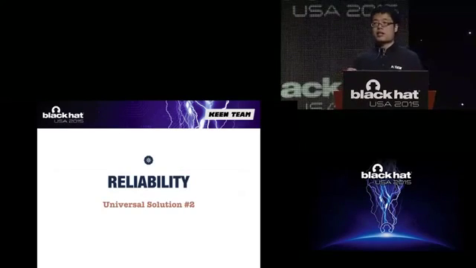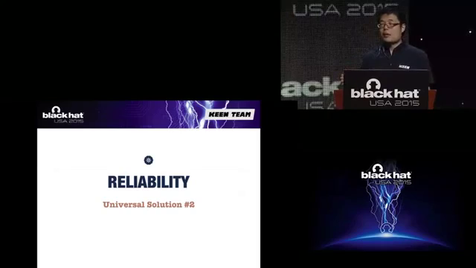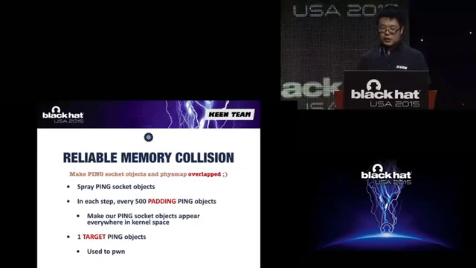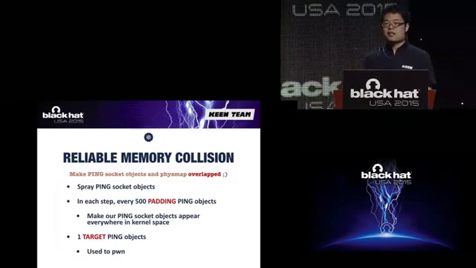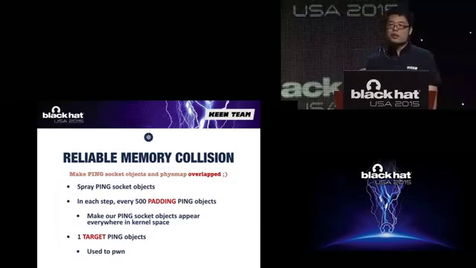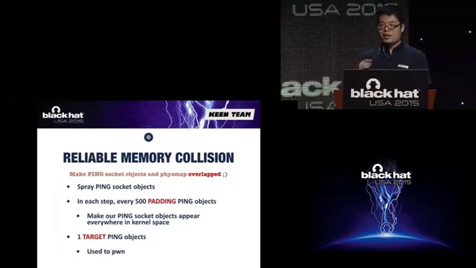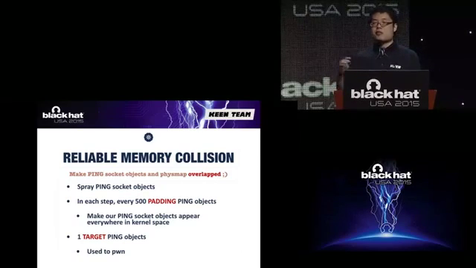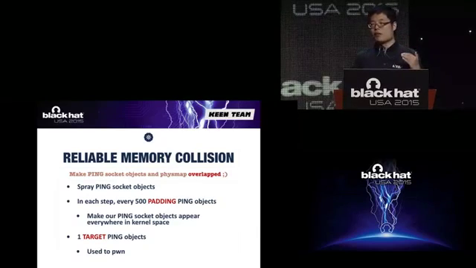So let's move to the second step. We want reliability. If we want to achieve a reliable memory collision, we must make some changes. This time I want to spray the vulnerable ping socket objects in groups. So every 500 ping socket objects, which I consider the normal ones, I just free them by closing them. Then I allocate one vulnerable ping socket object. So every group, 500 normal ones and one vulnerable one.